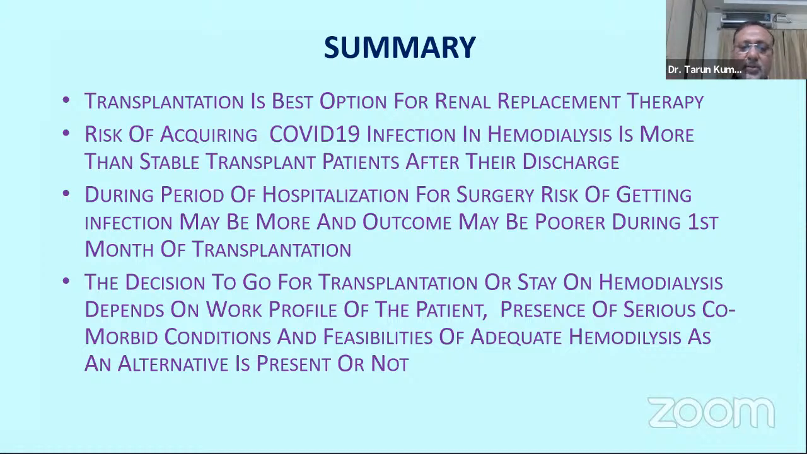So taking multiple factors into consideration, the decision has to be taken on an individual basis, but overall transplantation seems to be a better option for renal replacement therapy, even in the pandemic time.